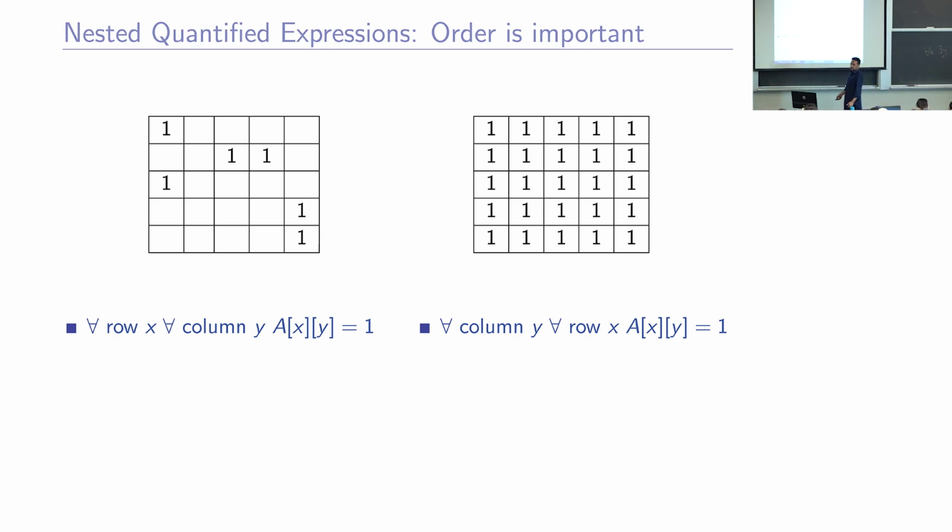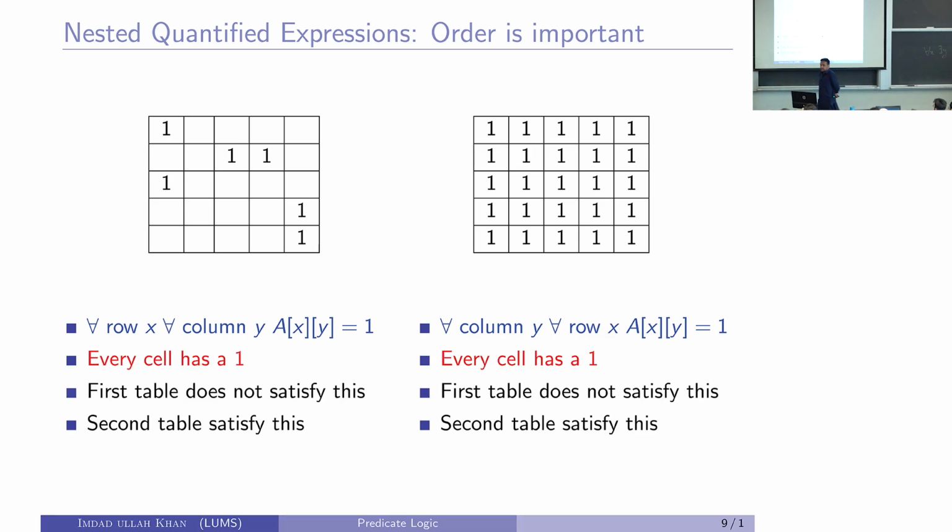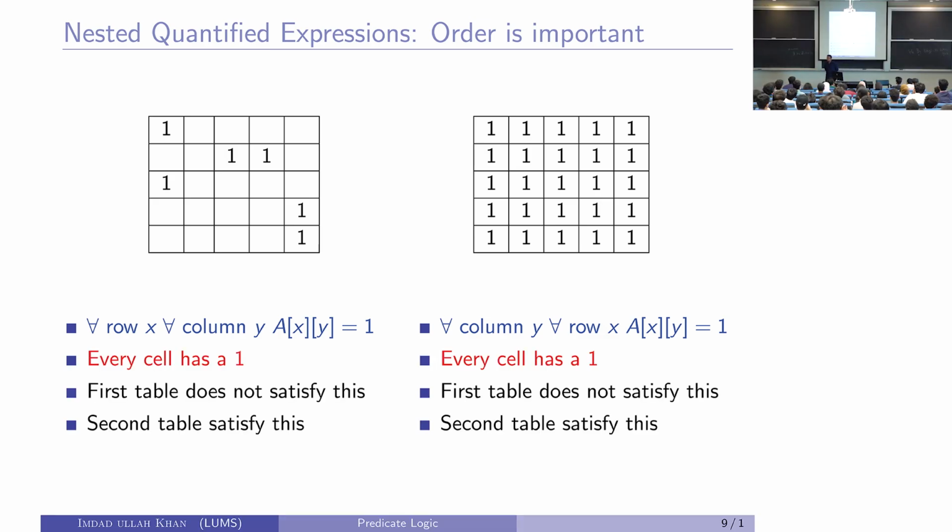Is it true about table 1? No. Is it true about table 2? Yes. Now let's flip the order. What is this statement? The same as every cell has a 1. Every column, every row I check is 1, meaning every cell is 1, right? Is it true about table 1? No. Is it true about table 2? Yes, it is true, right?